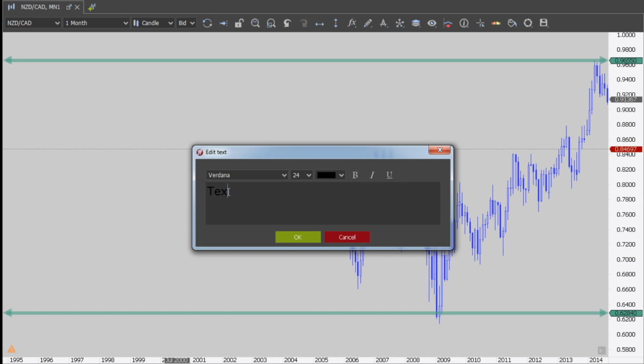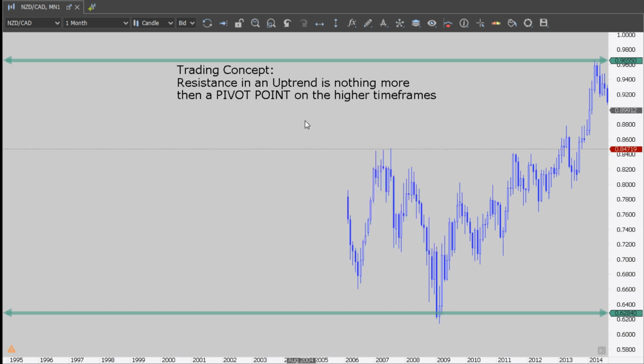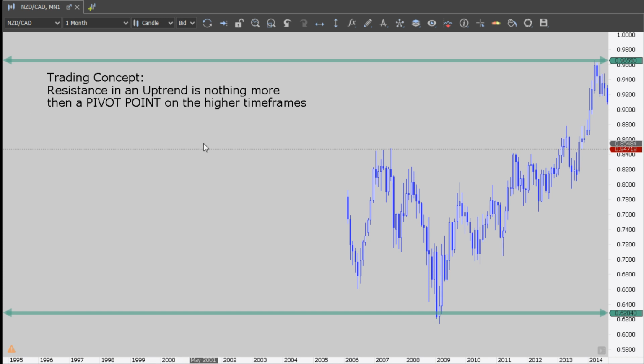So, a trading concept that we must learn. Resistance in an uptrend is nothing more than a pivot point, everybody, a pivot point on the higher time frames. Okay, so this is number one. It's a trading concept. Again, you can accept what we are teaching you, you can reject, no problem.